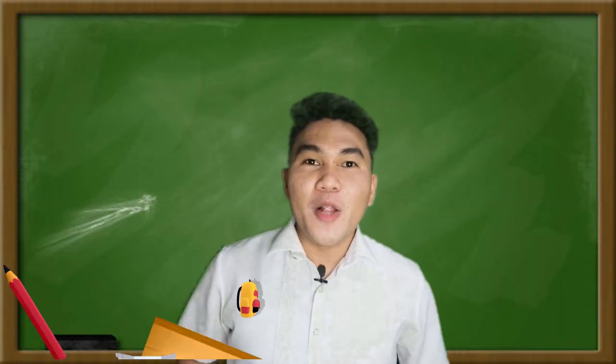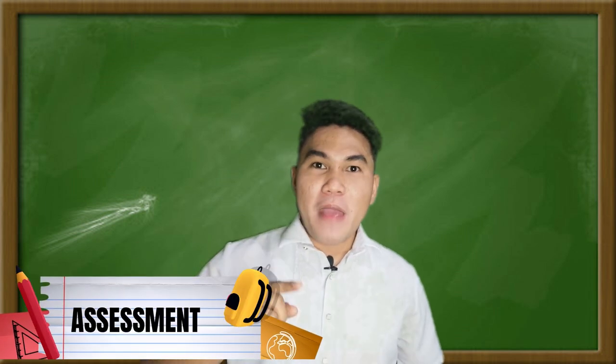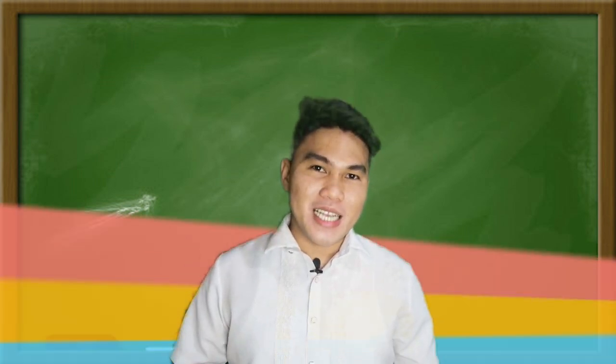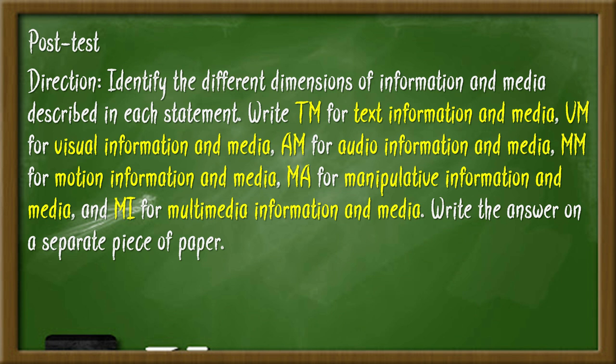And now, the final part of our discussion has come. So get your paper and pen and get ready because it's time to test your full understanding by taking your assessment. Direction: Identify the different dimensions of information and media described in each statement. Write TM for text information and media, VM for visual information and media, AM for audio information and media, MM for motion information and media, MA for manipulative information and media, and MI for multimedia information and media. Write the answer on a separate piece of paper.